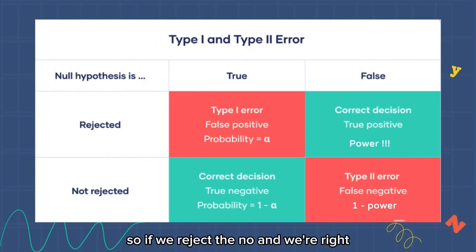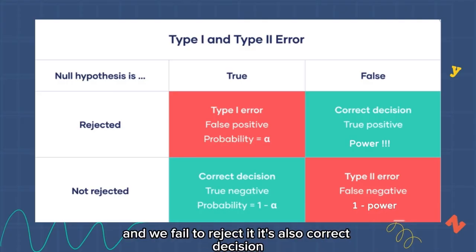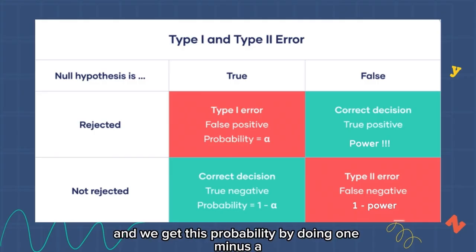So if we reject the null and we're right, the alternative hypothesis is actually true. It's the correct decision, the true positive, which is power. And the other correct decision is if H0, the null hypothesis, is actually true and we fail to reject it, it's also a correct decision. And it's a true negative. And we get this probability by doing 1 minus alpha.